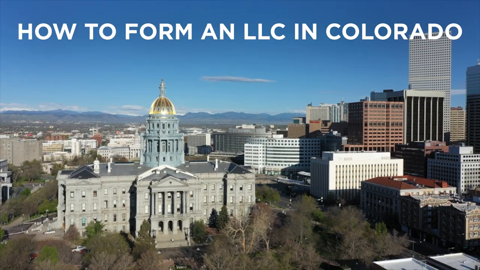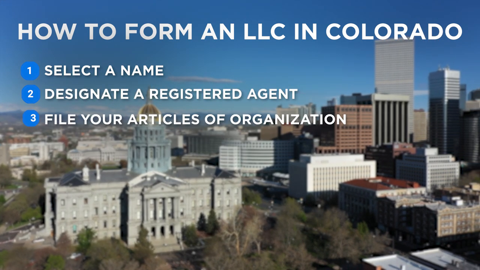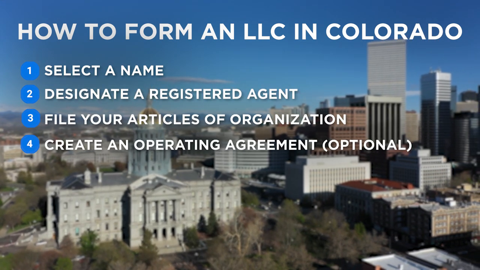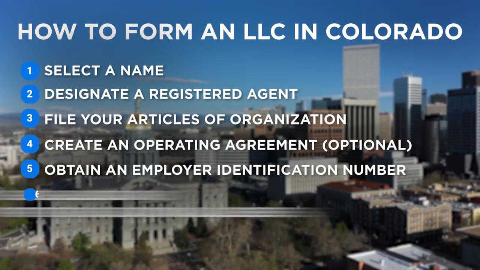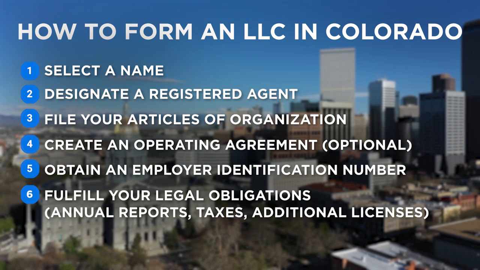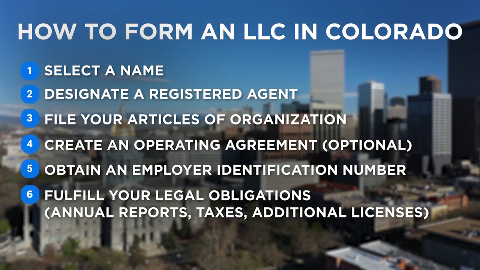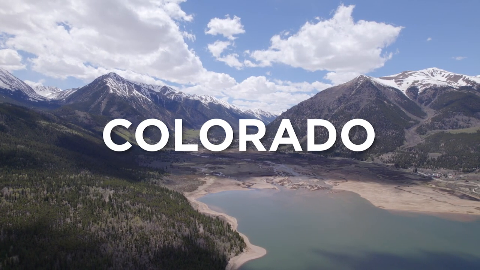So, to sum it up, select a name, designate a registered agent, file your articles of organization, create an operating agreement, obtain an employer identification number, fulfill your legal obligations, particularly those relating to submitting annual reports, registering for state taxes, and applying for additional licenses. By following these steps, you can form an LLC in Colorado.